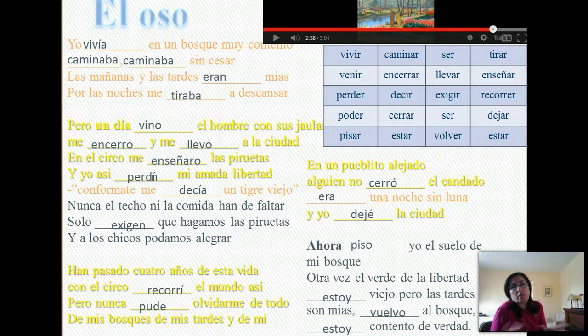The conclusion could be in any tense. In this case, it's in present tense, but the conclusion could be in any tense. The introduction also could be in any tense, but the structure I want you to think about is imperfecto for the introduction, pretérito for the núcleo, and then present tense or any tense for the conclusion. So that is the type of structure that you will need for the final.